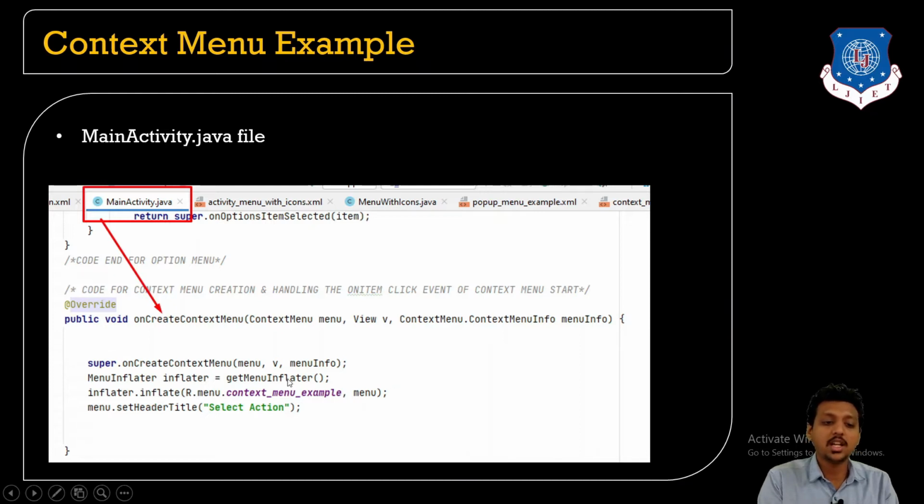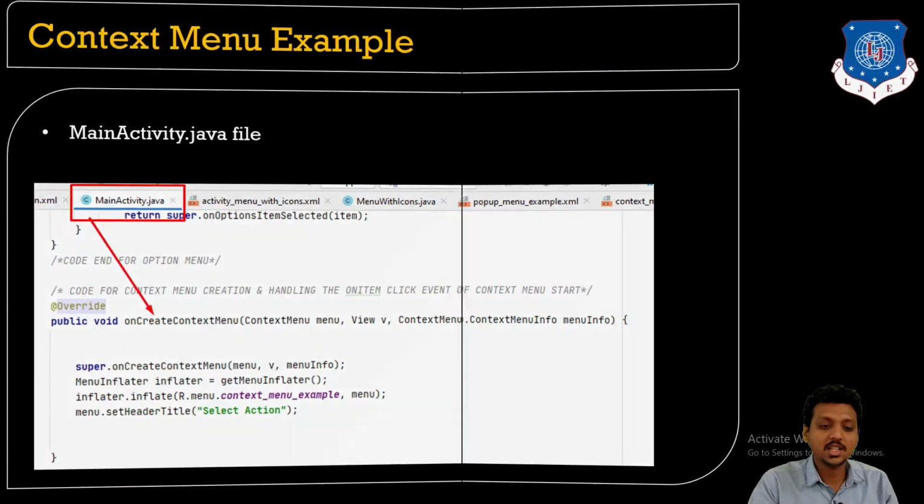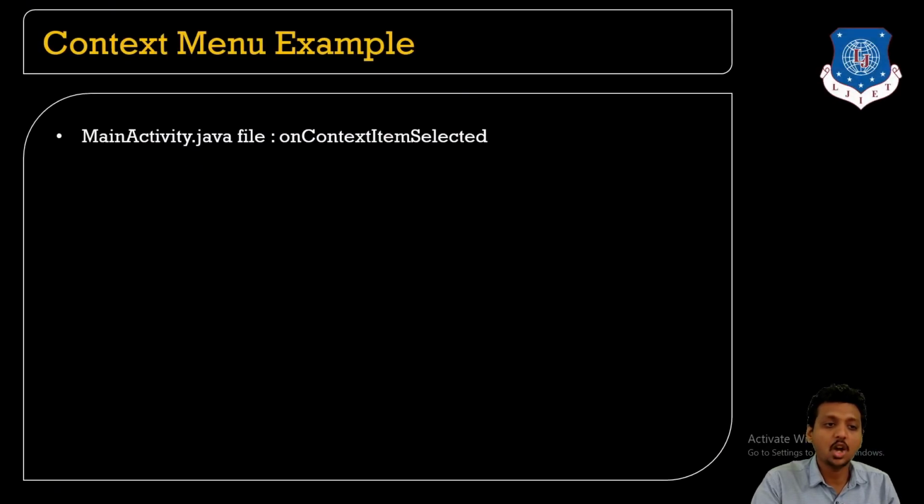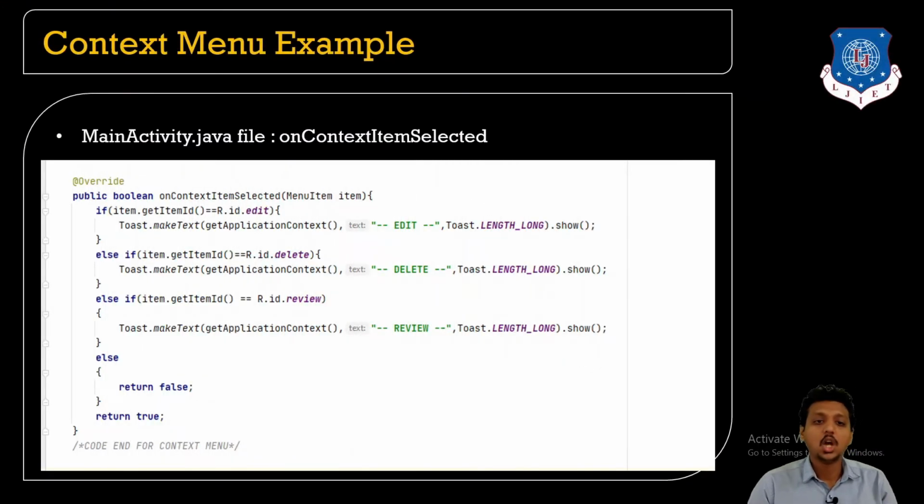Here you need to write your context menu example file name, comma, pass the variable menu, and then set menu.setHeaderTitle. That means whenever you long press on a particular text view item, the menu will pop up, but with a particular title. The title is "Select action". In this way, students, you can create the context menu, as well as handle a click on one particular menu item.